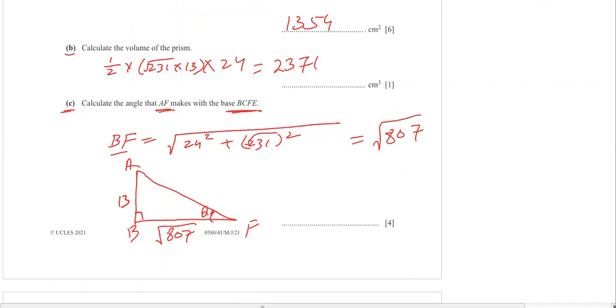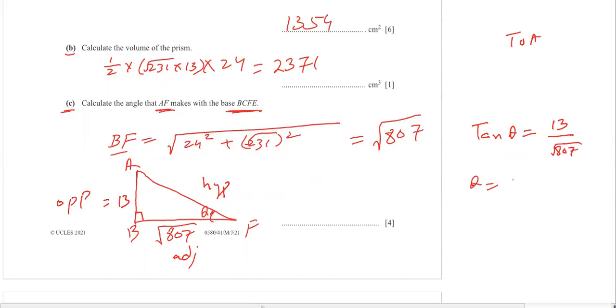This is the right angle. So clearly this is the hypotenuse, this is opposite, and this one is adjacent. So opposite over adjacent, think about tangent. Tangent of theta will be opposite 13 over adjacent square root of 807. So what will theta be? Tangent inverse of 13 over square root of 807.